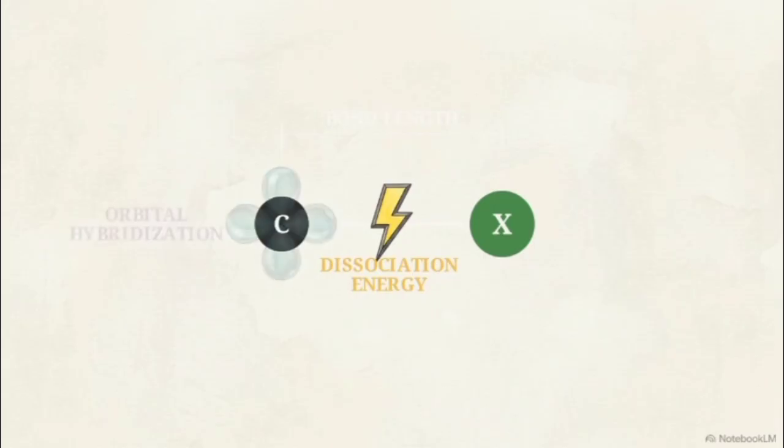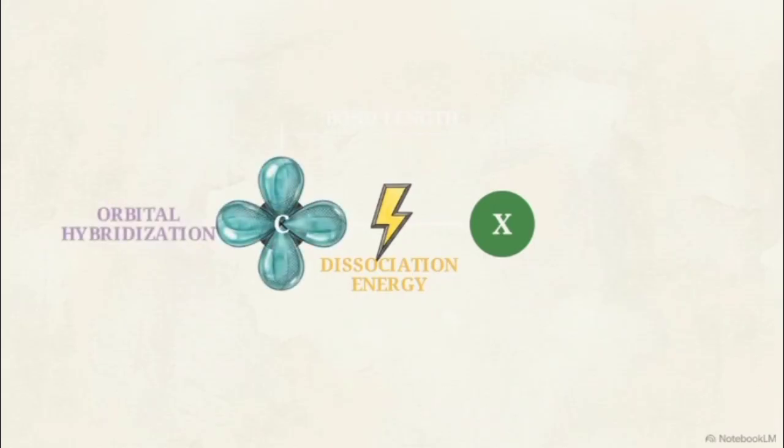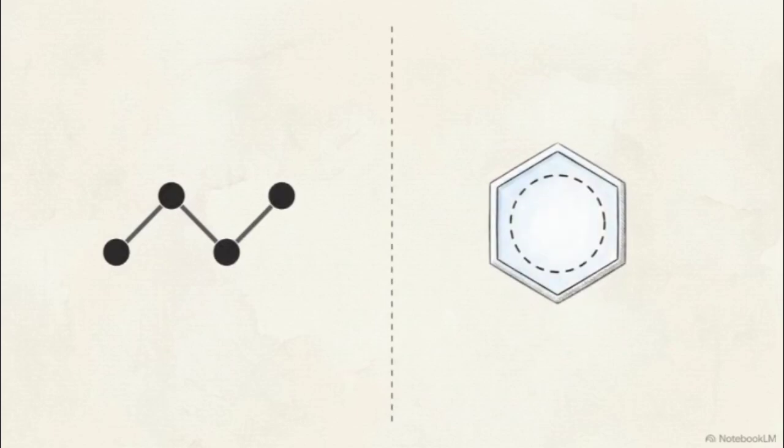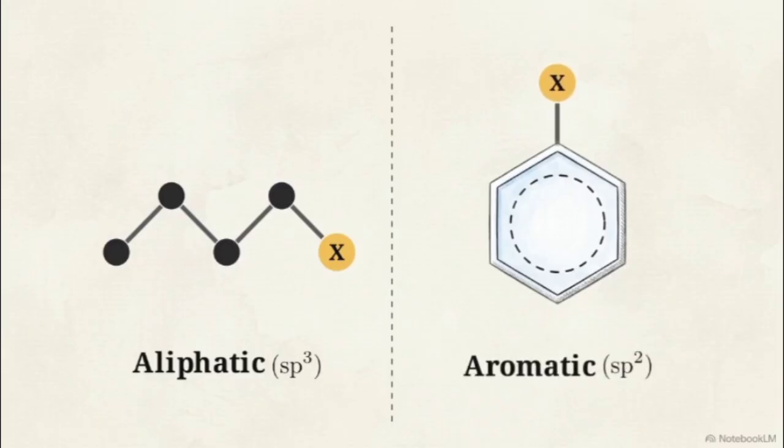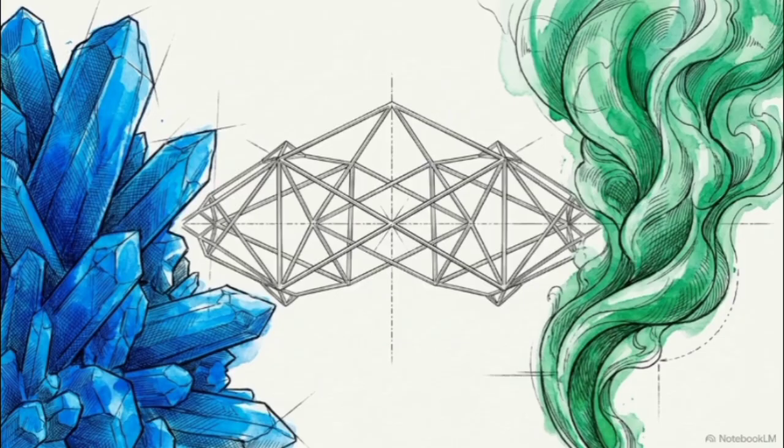Analysis of 3 specific properties of this bond: its length, its required dissociation energy, and its orbital hybridization, provides a map of how a molecule will behave physically and chemically. We can apply this analysis to 2 major classes of molecules: aliphatic haloalkanes, which form straight or branched chains, and aromatic haloarenes, built on closed benzene rings. Whether a compound forms a volatile gas or a dense solid, or whether it yields to a chemical attack or repels it, is determined entirely by its subatomic geometry.